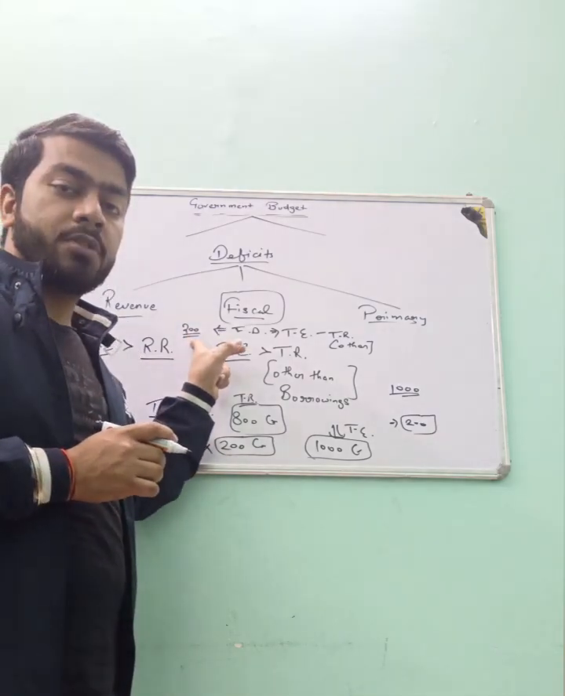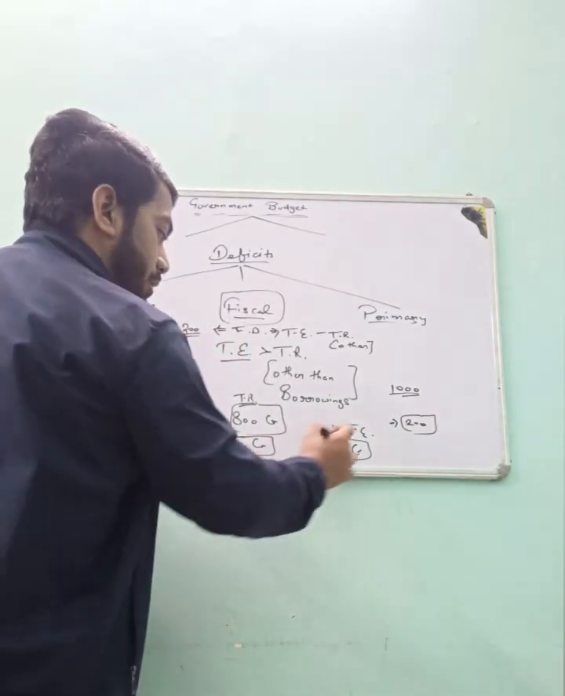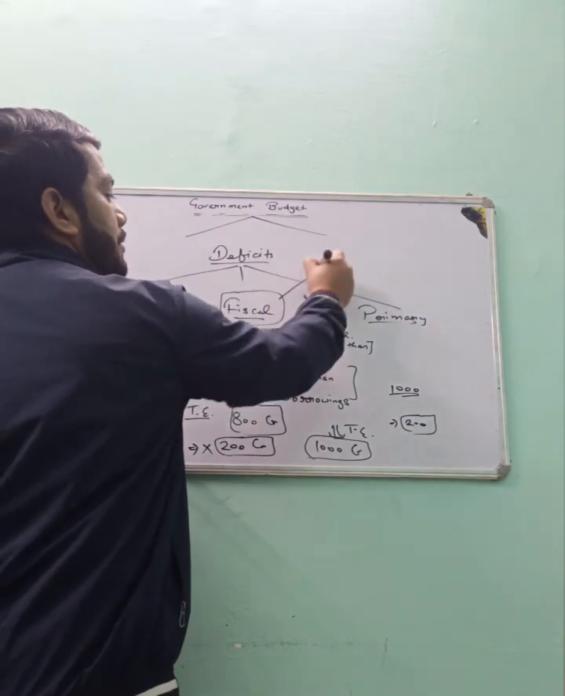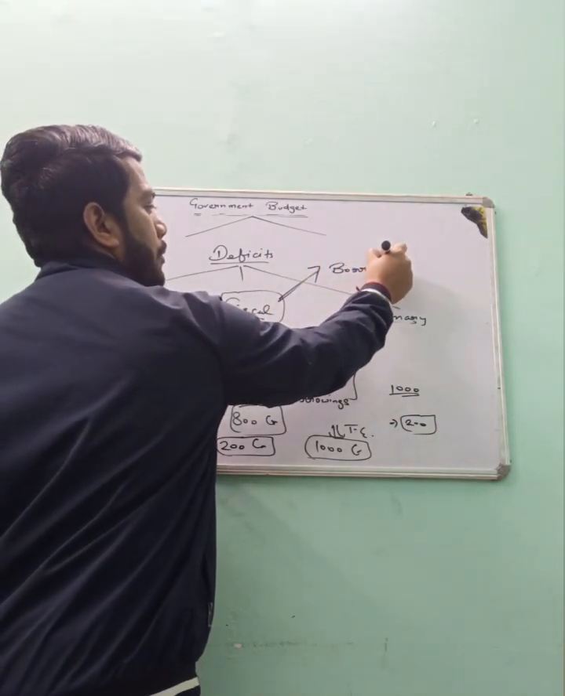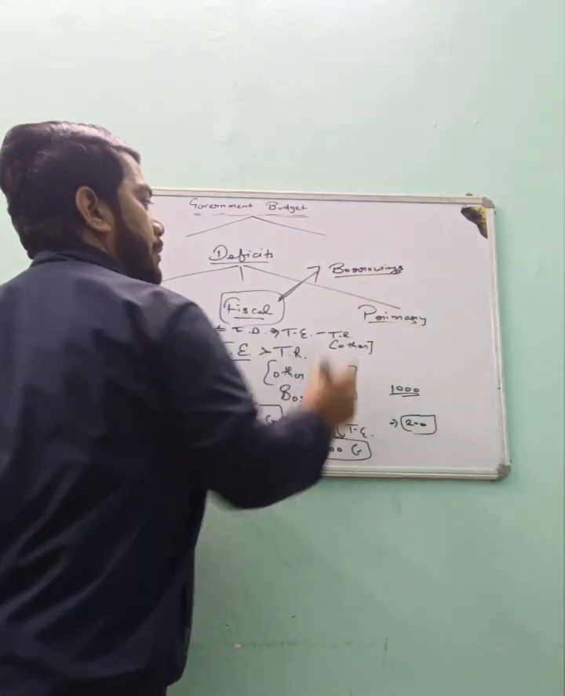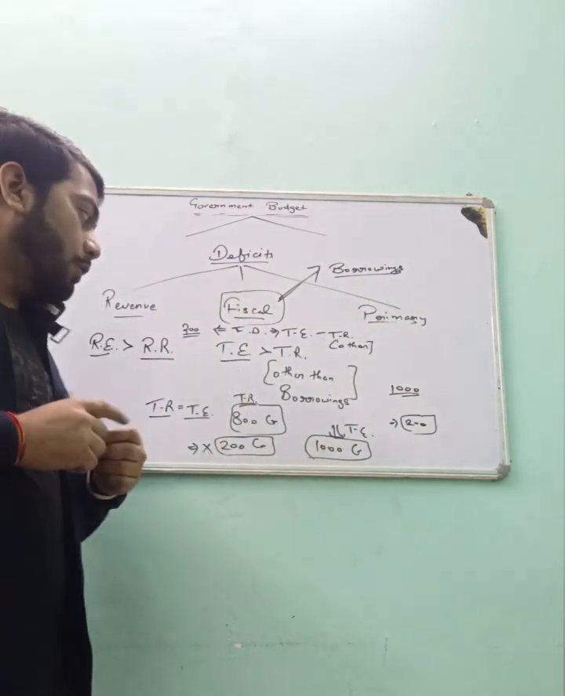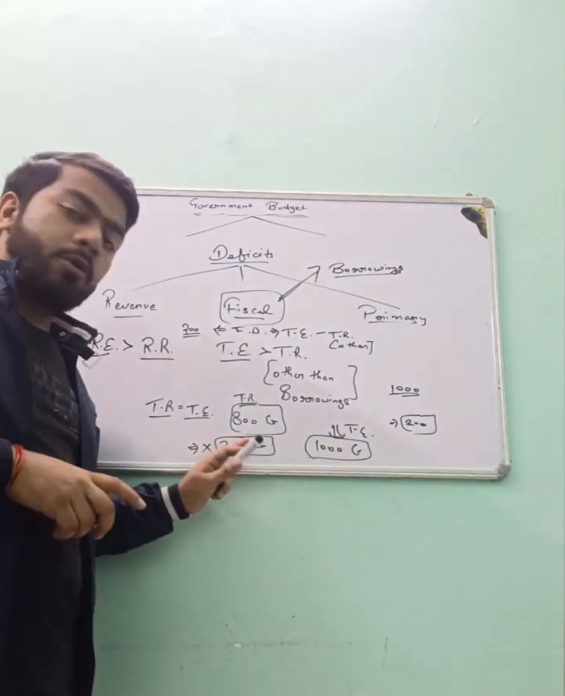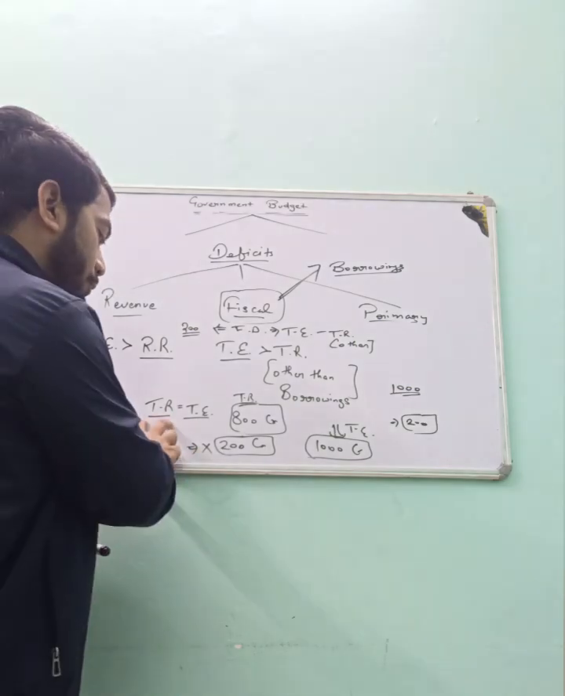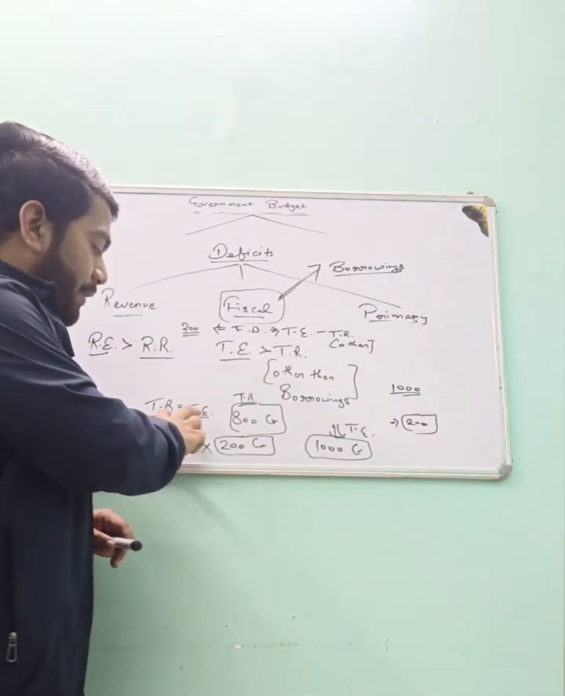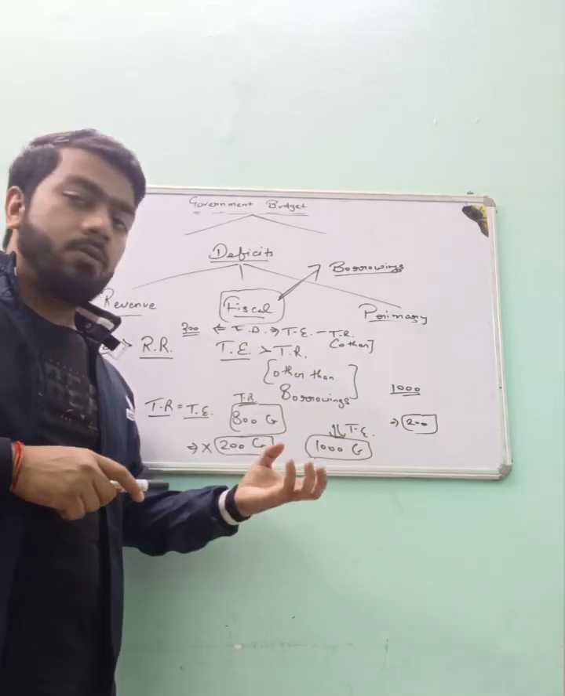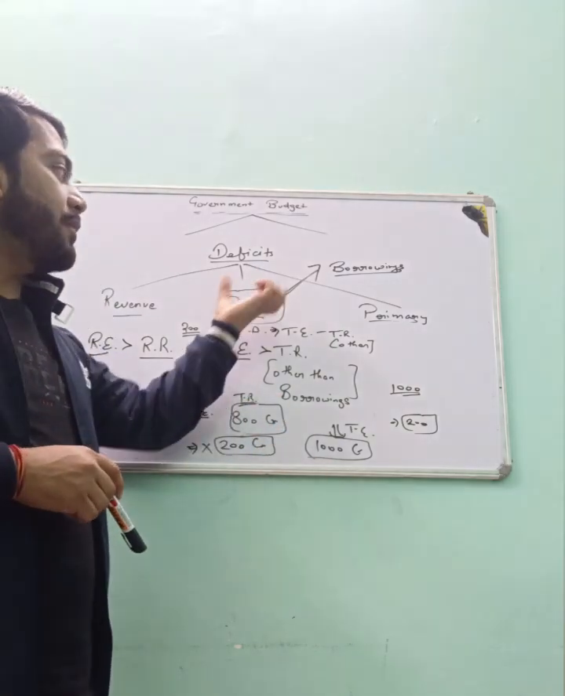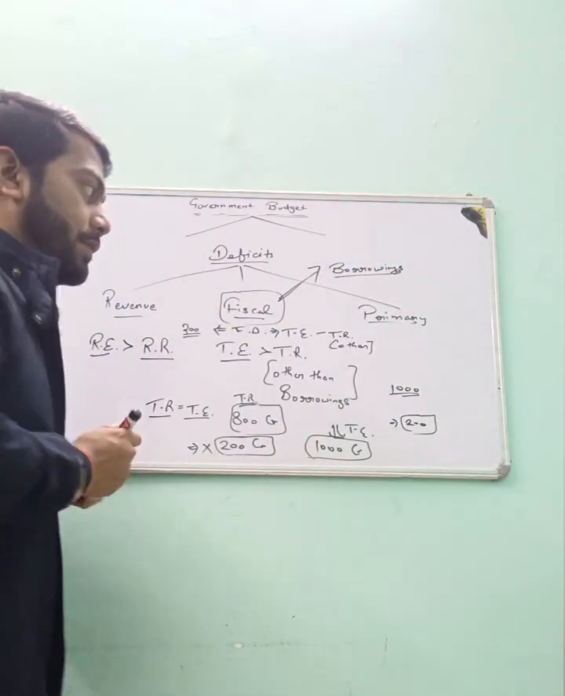This 200 crores is equal to what? It is equal to the amount of borrowings. So fiscal deficit is equal to borrowings, because once we borrow these 200 crores, our total receipts become equal to total expenditure.